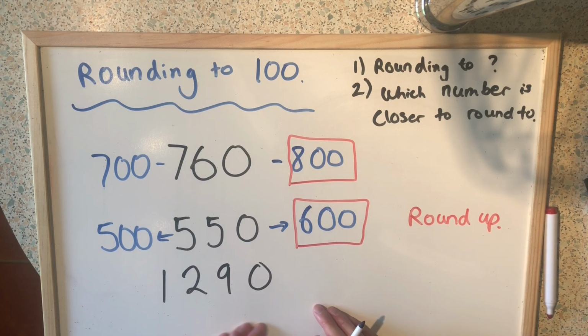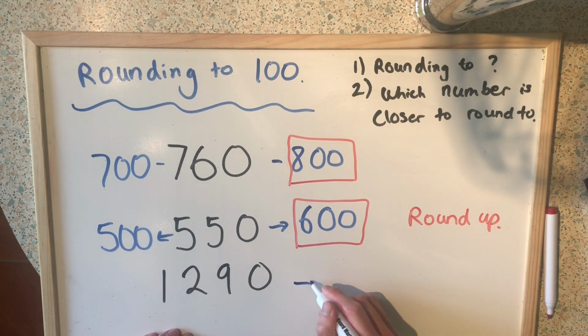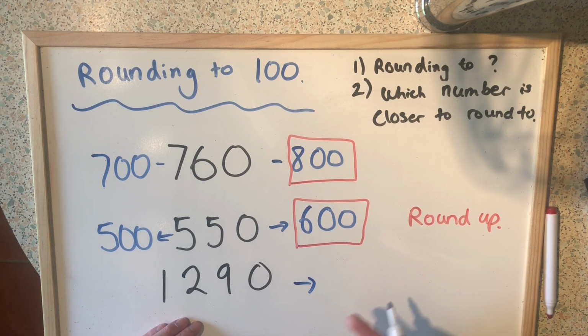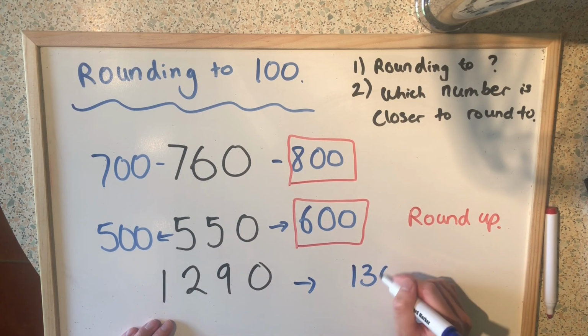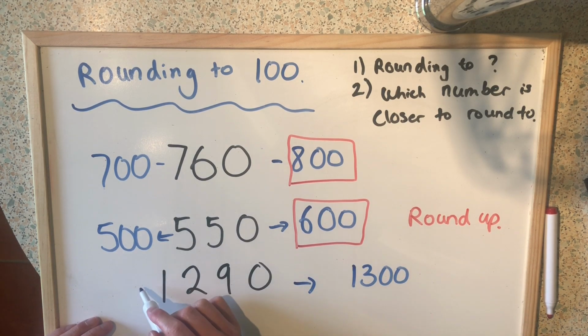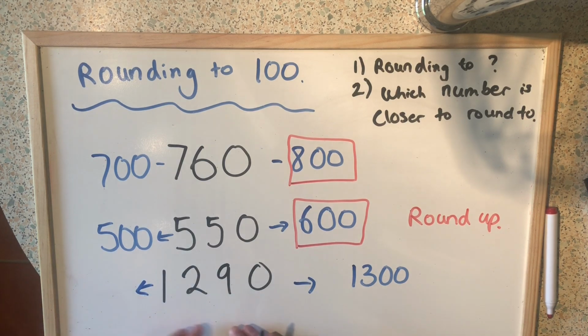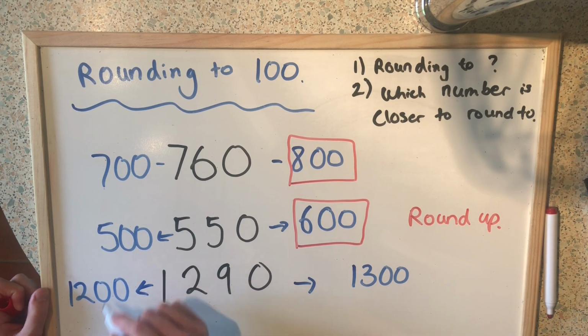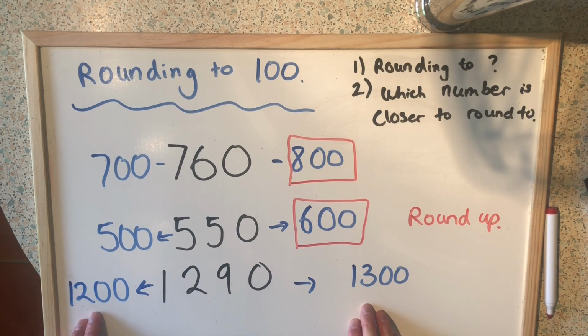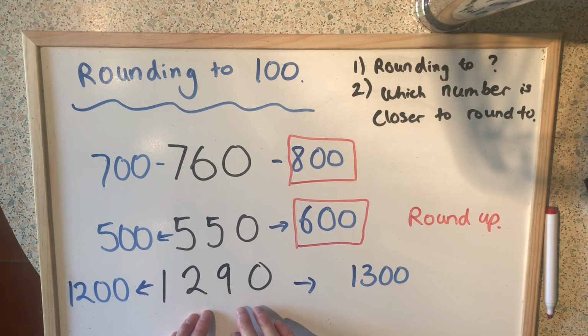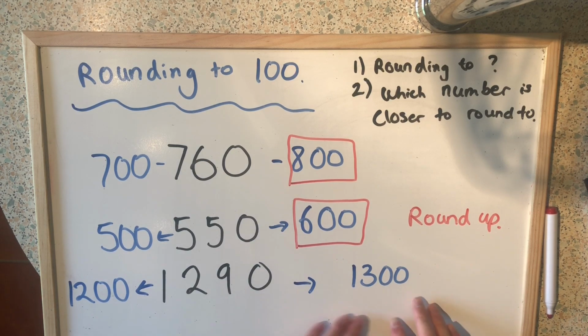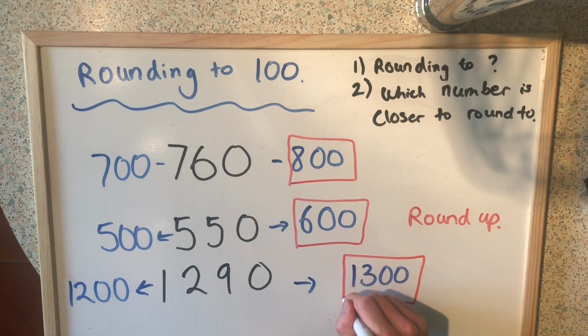Right, for this one, 1,290. I haven't quite shown you this one yet, but our nearest 100 is going to be 1,300. Well, that's one of them. And our other number is 1,200. So we're still in the hundreds here, 1,200 and 1,300. And 1,290 is going to be quite a lot closer to 1,300 than it is to 1,200. So the answer is going to be 1,300.